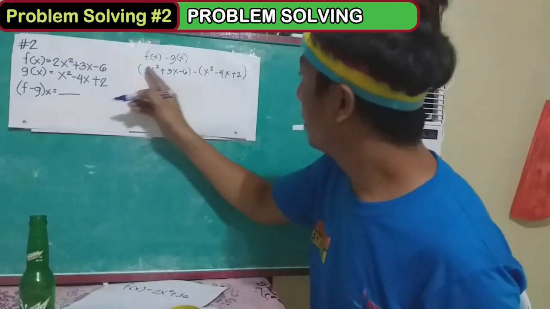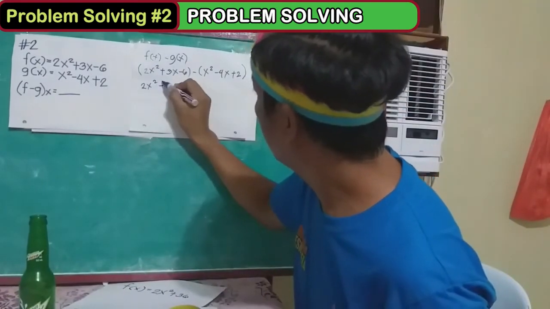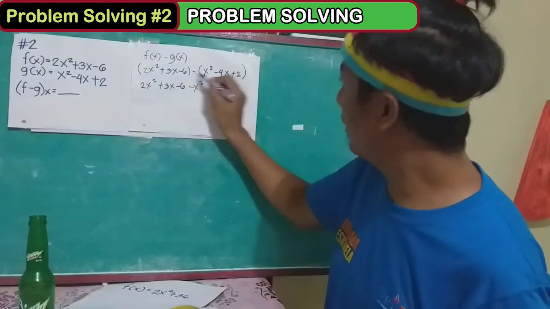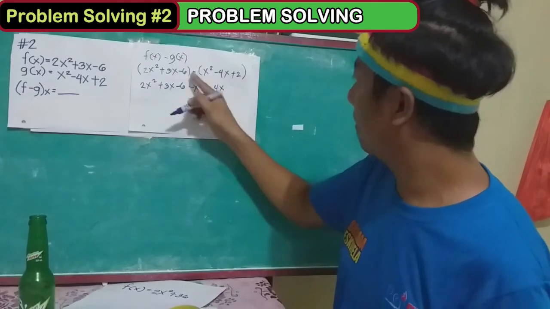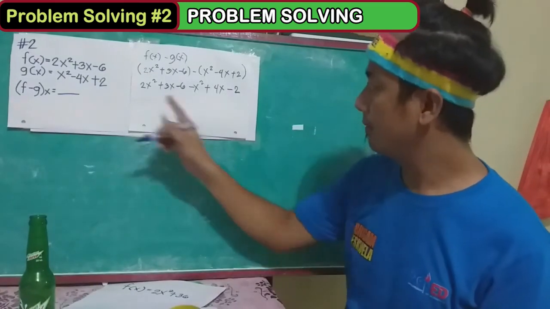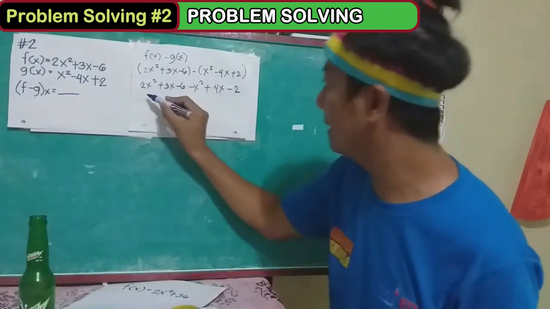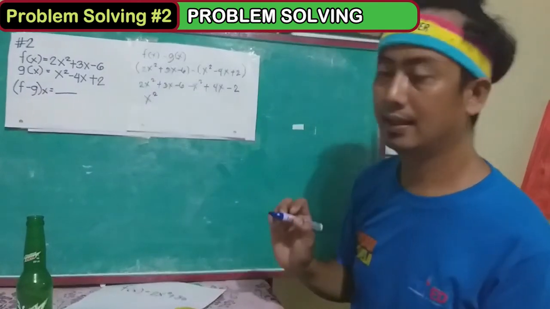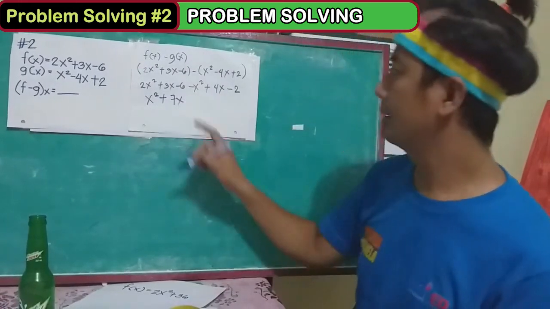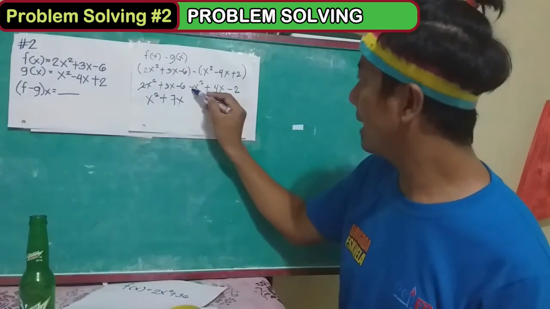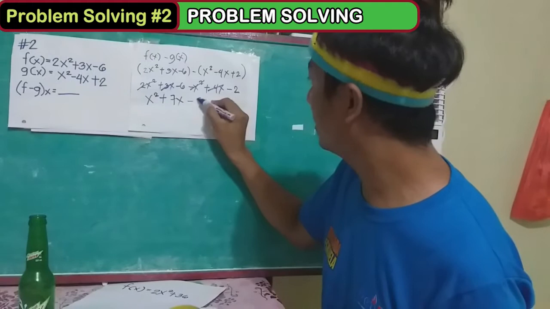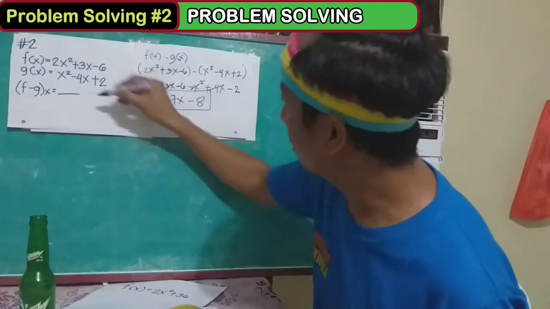So, tuloy. 2x squared plus 3x minus 6 minus x squared, minus minus magiging plus 4x, minus plus magiging negative 2. Simplify. 2x squared minus x squared kaya magiging x squared na lang. 3x, 4x plus 7x. Negative 6, negative 2, magiging minus 8. So, yan yung sagot.